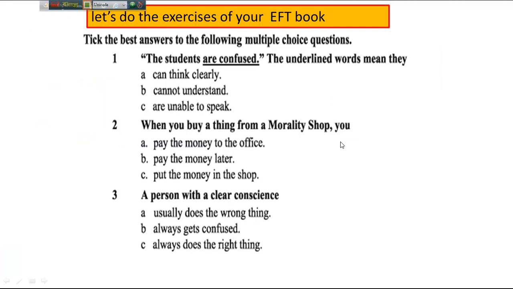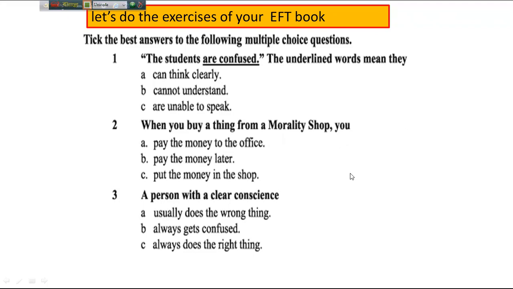Number 2, when you buy a thing from a morality shop, what will you do? You pay the money to the office, pay the money later, or put the money in the shop. Number 3, a person with a clear conscience. There are also 3 choices: usually does the wrong thing, always gets confused, always does the right thing. So all of you mark in your EFT book or write down in your khata the answers of these 3 questions.